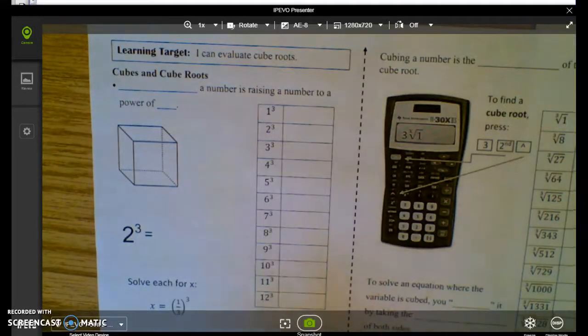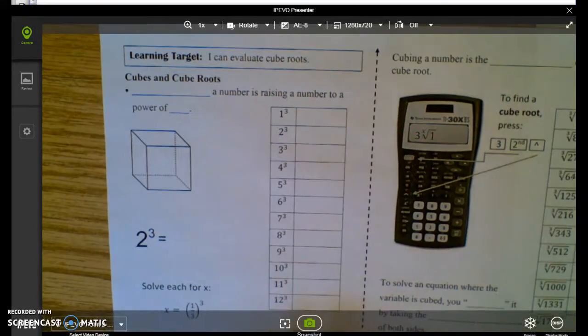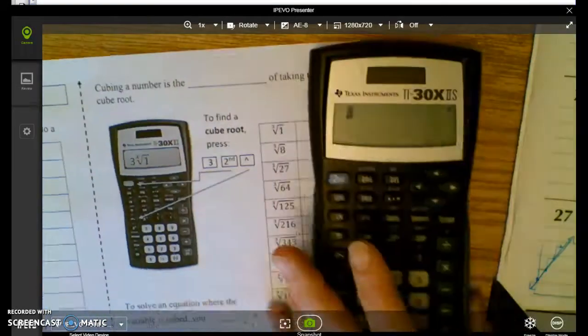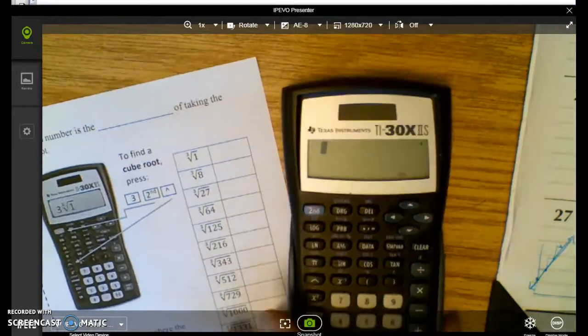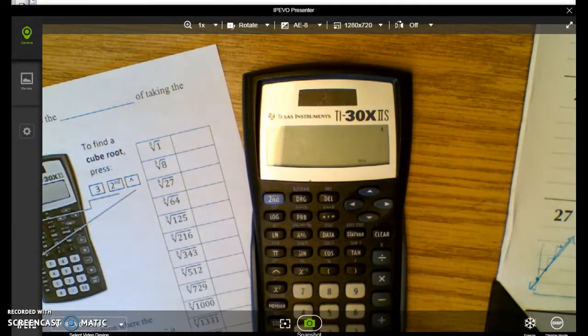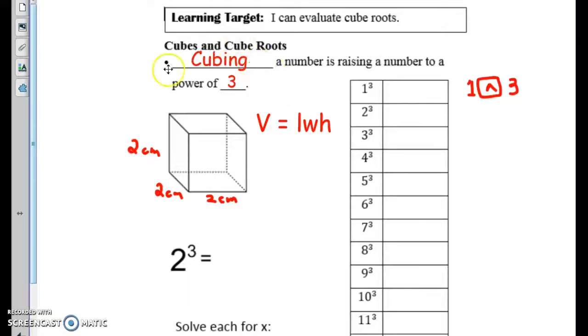Okay, today's lesson you're going to be learning about cubes and cube roots. You need this handout, and of course you need a calculator so that we can discuss how to do all the things we need to do on our awesome calculator. So, first thing you're going to do is fill in this part of the note sheet.